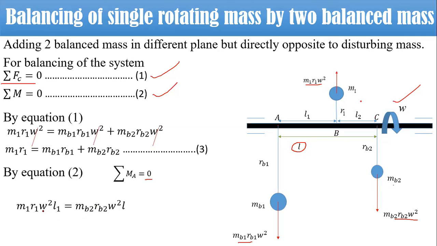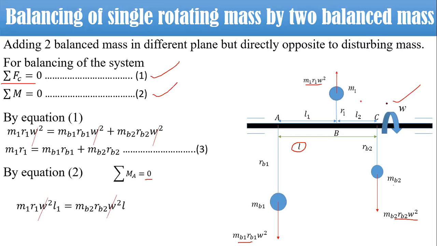From here omega square will be cancelled, and we can find the product of mb2 and rb2. The product of mb2 into rb2 is equal to m1 r1 L1 divided by L. This is equation number 4.